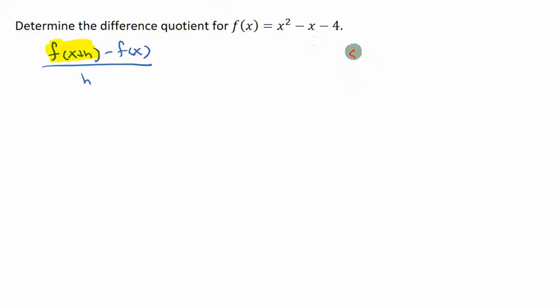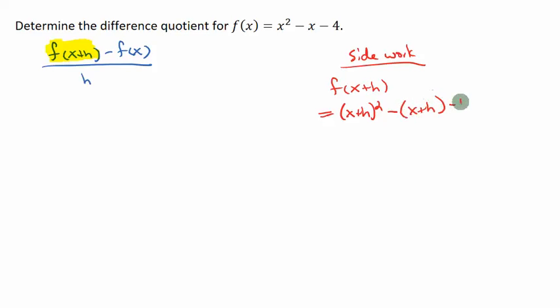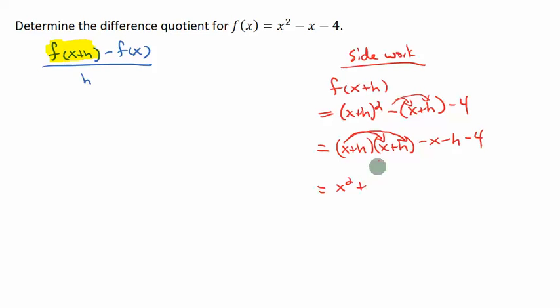Now what I need to know is f of x plus h. So let's go to the side and write out what f of x plus h is. f of x plus h means plug x plus h in as the input to my function, which is right here. So I get x plus h squared minus x plus h minus 4. Now I need to simplify this down, and when I square x plus h, that means multiply x plus h by itself. And here I need to distribute my negative to get minus x minus h, and then I copy down my minus 4. Now I distribute my x, I get x squared plus hx.